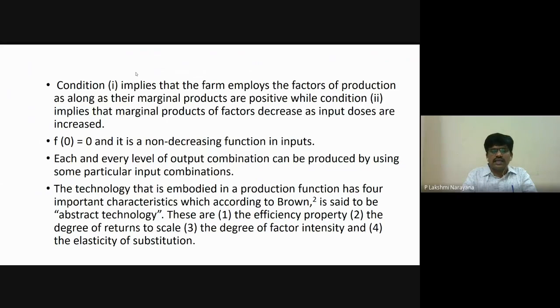So the technology embodied in a production function has four important characteristics, which, according to Brown, is said to be abstract technology. These are: one is the efficiency property, the second one is the degree of returns to scale, the third one is the degree of factor intensity, the fourth one is the elasticity of substitution.